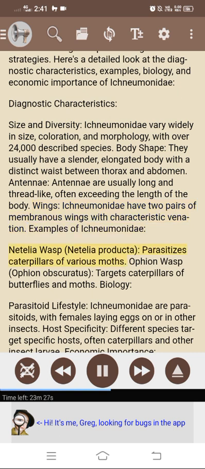Examples of Ichneumonidae. Netelia wasp. Netelia producta parasitizes caterpillars of various moths. Ophion wasp. Ophion obscuratus targets caterpillars of butterflies and moths.